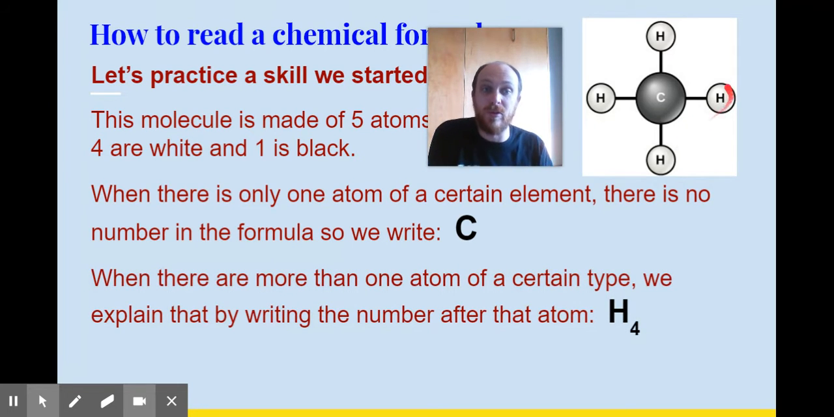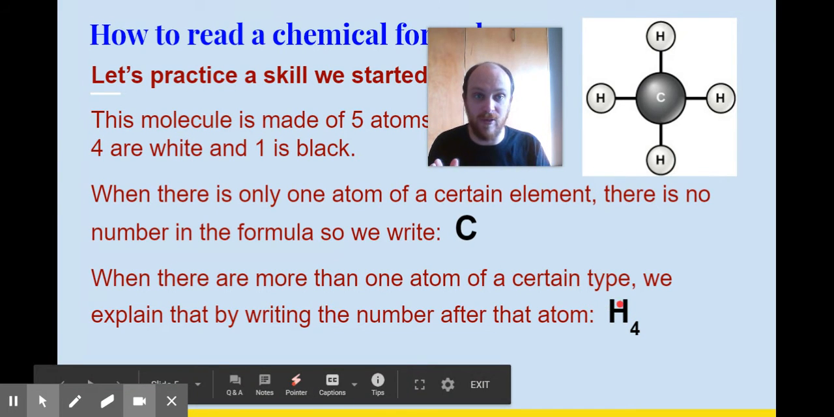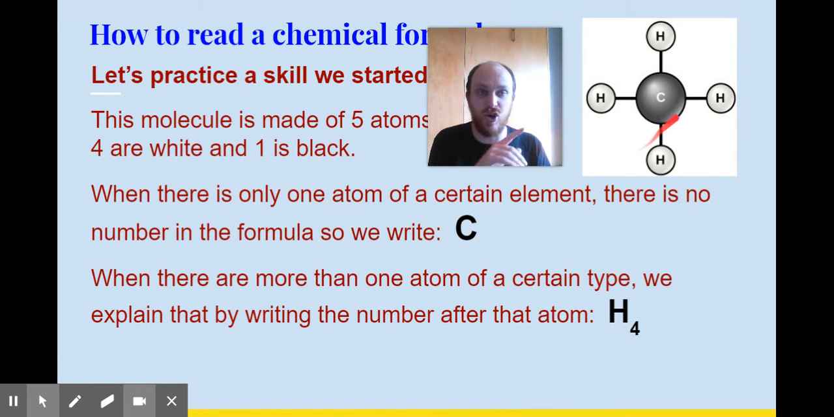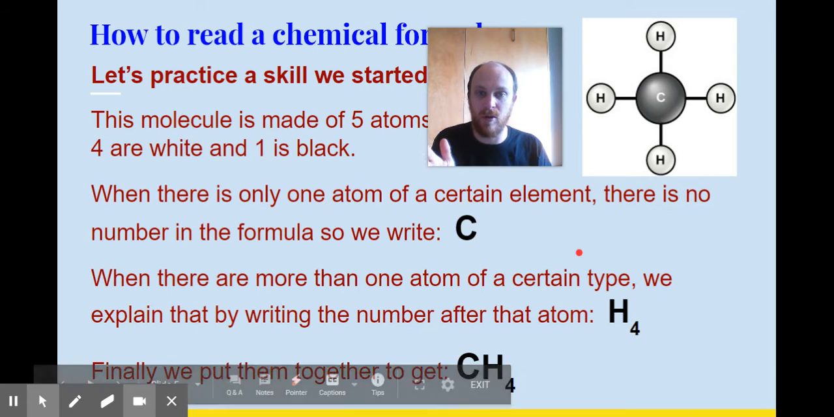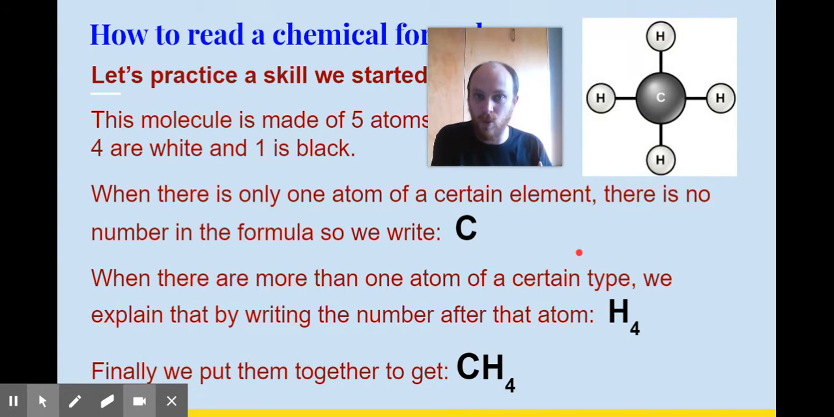If there's more than one, then we write the letter, and then we put the number after the letter. So in this case, there's H's and C's. We write C and H. Only one carbon atom, so we don't write any number. But there's 4 hydrogens, so we put the 4. And then we put these together. So they become CH4.